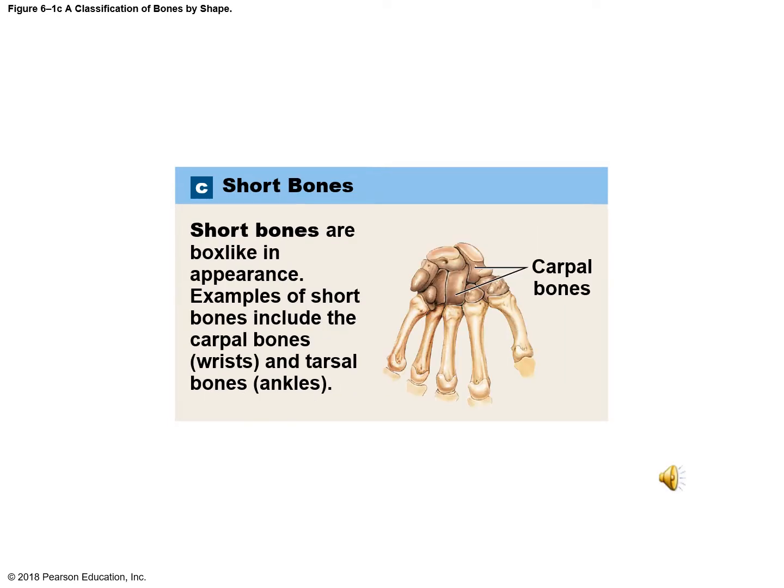Short bones, the next classification, are small, boxy, kind of square-like bones. They make up the carpal bones in your wrist. Also, some of the tarsal bones of the ankle are short bones.